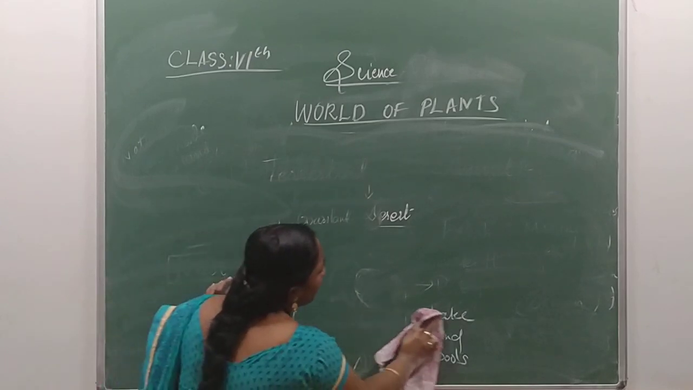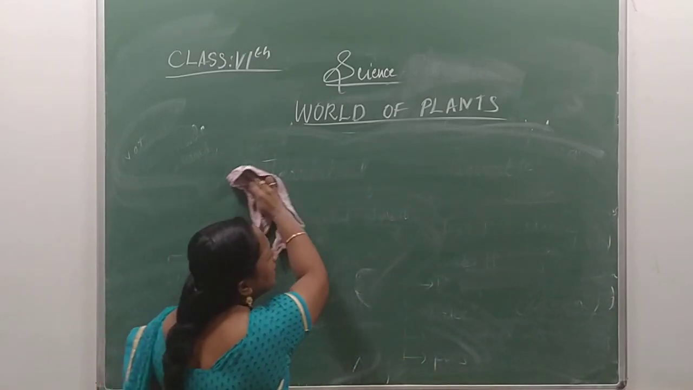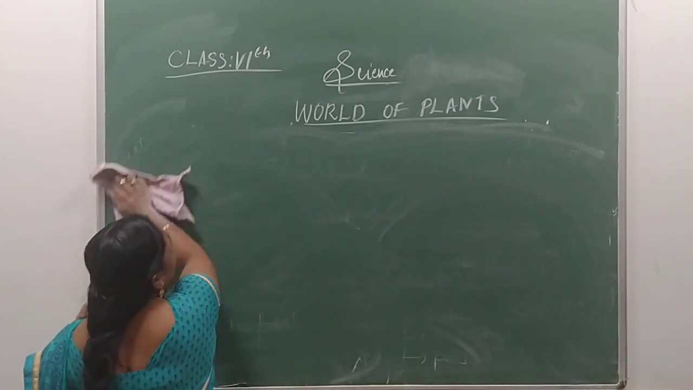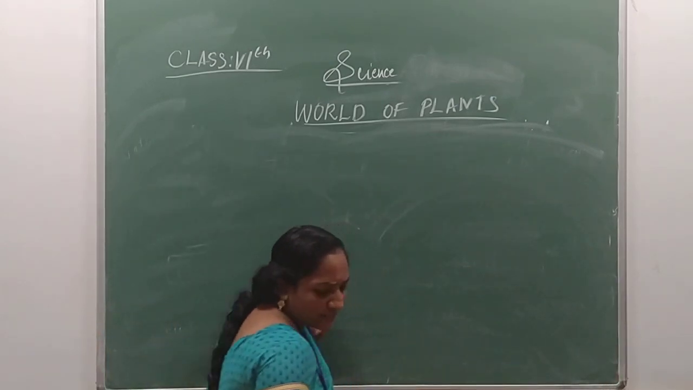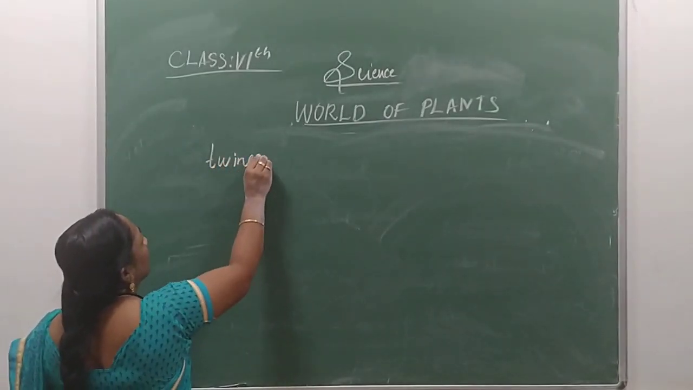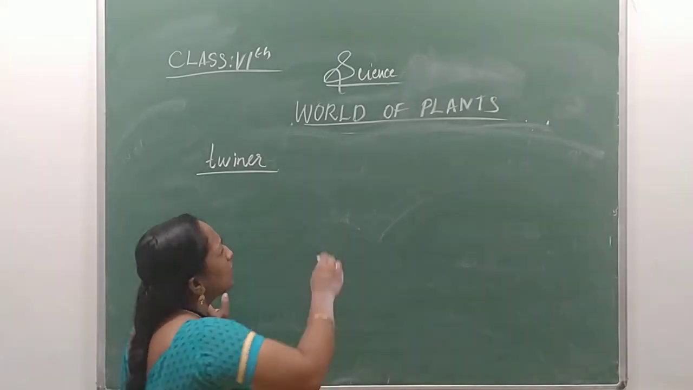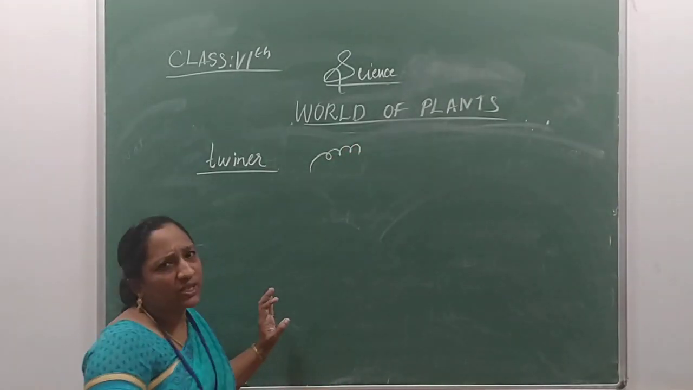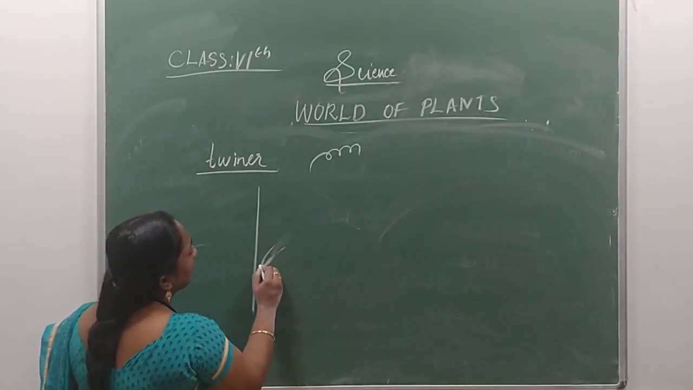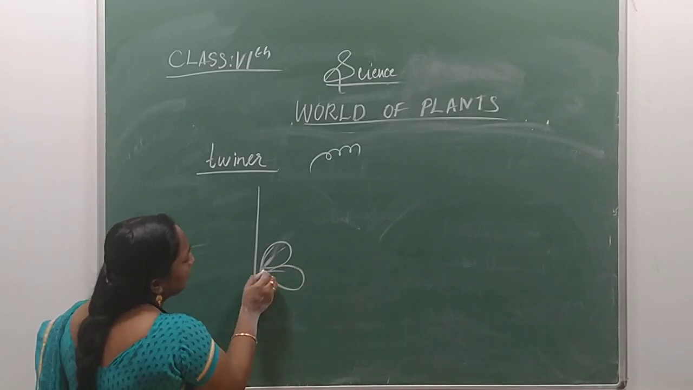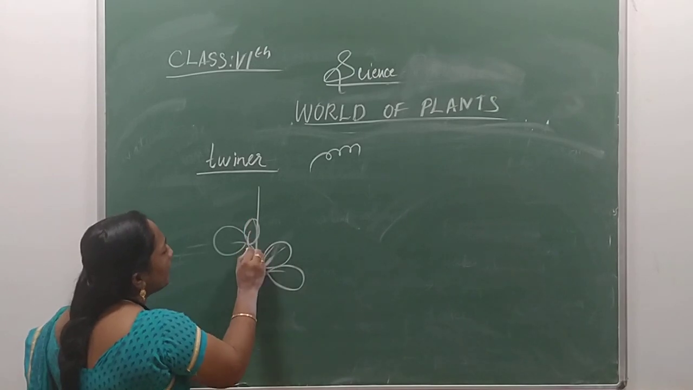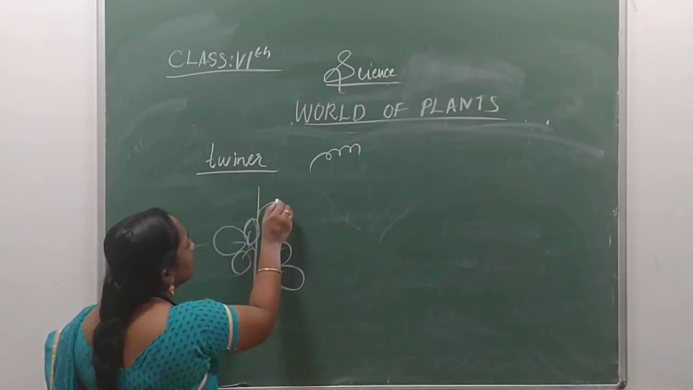Habitat. Now we are going to learn certain leaf modifications. In your book, only three leaf modifications are given. One is twinner. What is twinner? Twinner is like a spring-like adaptation. So certain plants, like Clitoria. Have you seen the Clitoria? Clitoria means Sangupu. Have you seen that Sangupu plant?